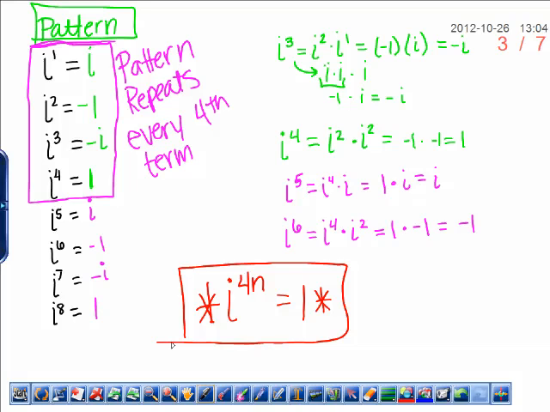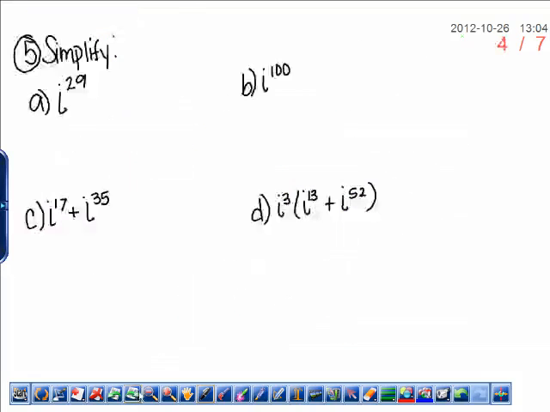Yep, Reese? It is? Which is? Okay. All right.